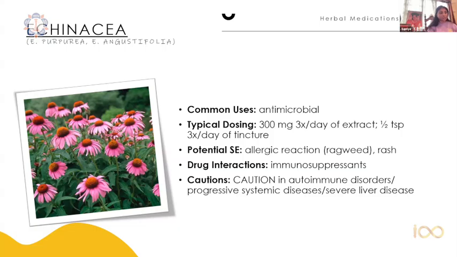You can be allergic to this because it's related to ragweed, which is a common allergy. So you can get allergic reactions, you can get a rash and things like that. Drug interactions would be immunosuppressants. So not only prednisone, but any medication that is going to ramp down your immune system. It could be something like Humira, which is an injectable. It could be medications for transplant patients. There are several immunosuppressants on the market, which you should ask your doctor about using echinacea if you're on one of those.